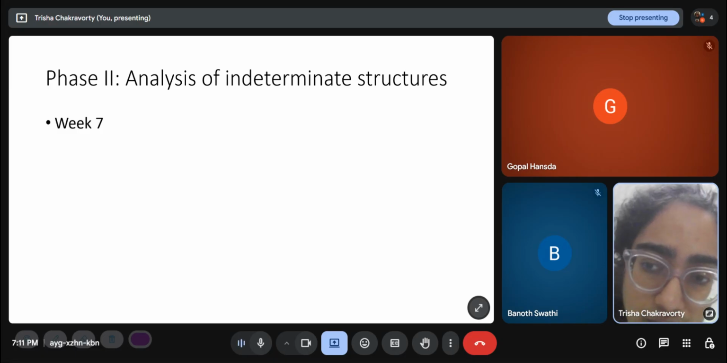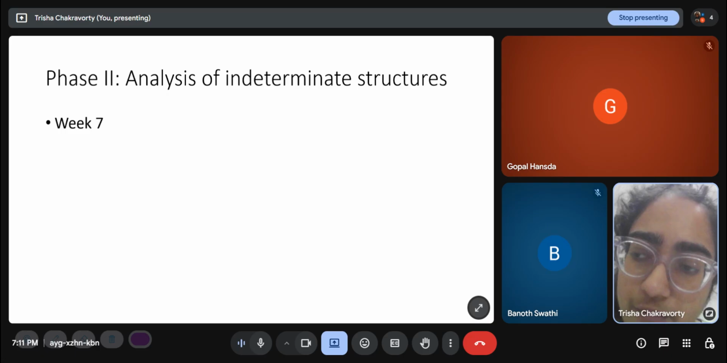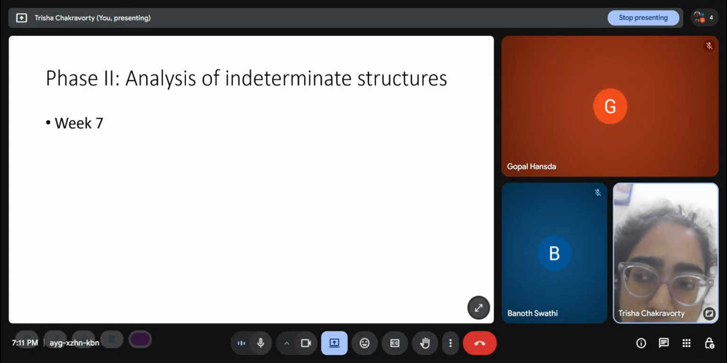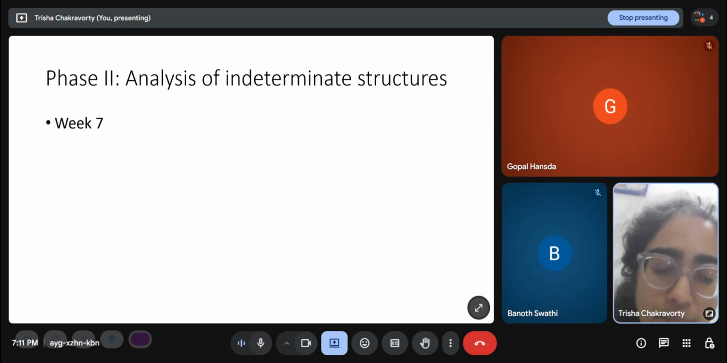The concepts do not change, but suppose I have a fixed beam, this end is fixed, this end is fixed, so we have three support reactions here at each end, but only three equations of equilibrium. So unless I can solve the support reactions, everything is unknown to me. So in analysis of indeterminate structures, we first focus on how to solve the support reactions.